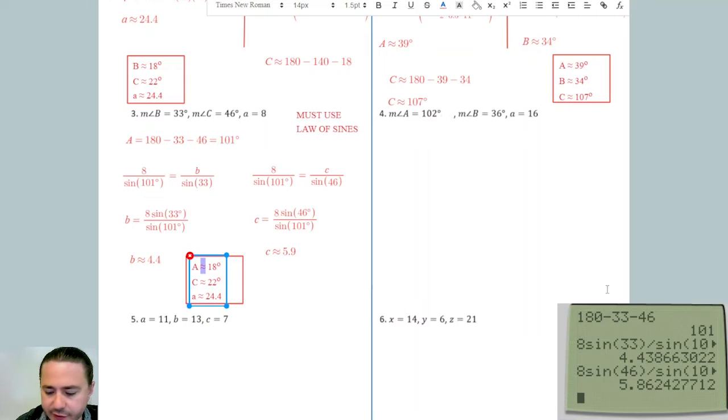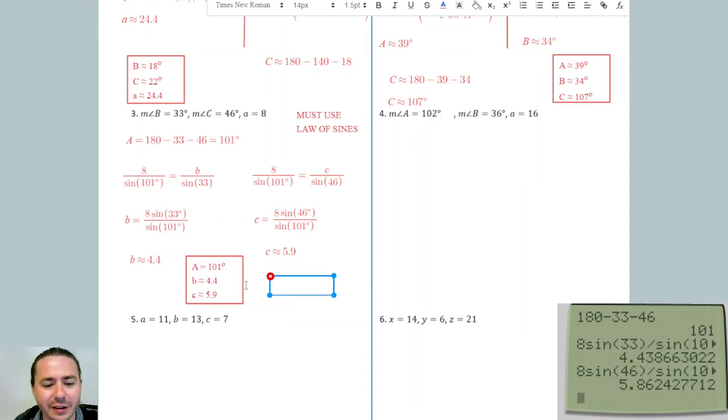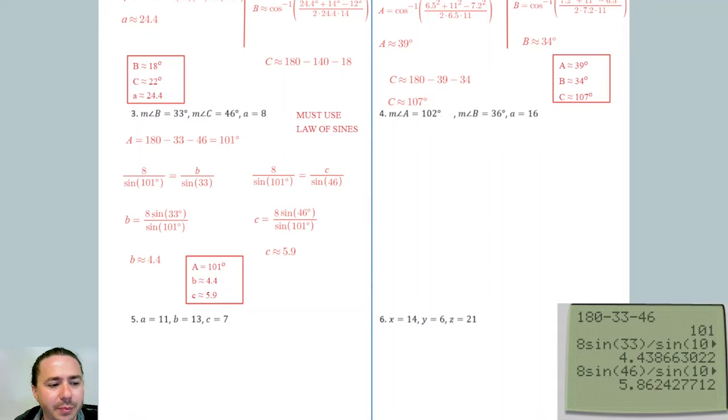Okay, so angle A is actually exactly 101 here. Side B is approximately 4.4, and side C is approximately 5.9. All right, so that one's kind of boring. I don't know how that problem snuck on here, but for this one, you've got to use the law of sines.